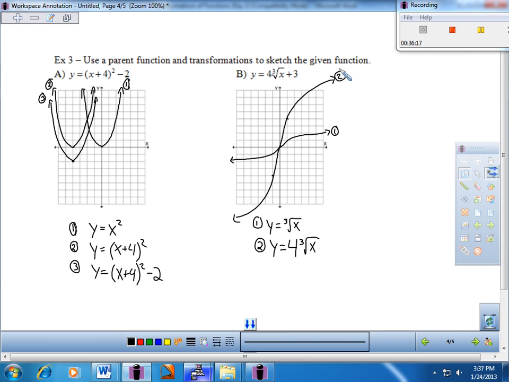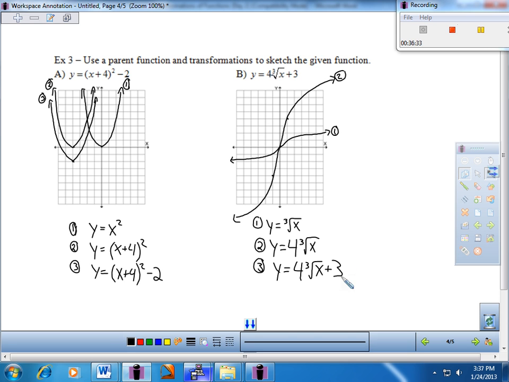And that's nice. So stretched by a factor of 4 vertically. Cool. Now number 3, the secondary output change. So what happens when I do that 4 cube root of x and then just, let's throw ahead and a plus 3 on the back. And what would that do?